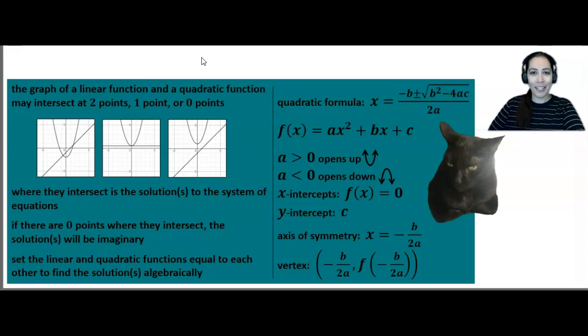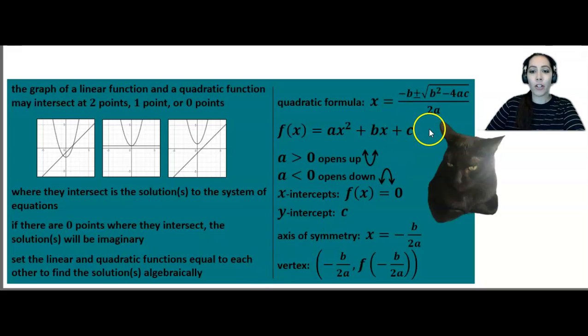Chloe is here with her latest cheat sheet notes. She wants you to know that the graph of a linear function and a quadratic function may intersect at 2 points, 1 point, or 0 points. Where they intersect is the solution to the system of equations. If there are 0 points where they intersect, the solution will be imaginary. Set the linear and quadratic functions equal to each other to find the solution algebraically.